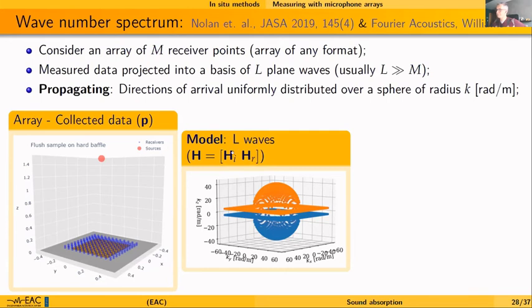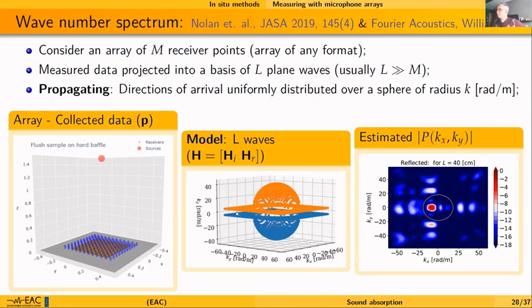So we mount this dictionary of incident and reflected propagating and evanescent plane waves. And then we compute through a regularized solution the wave number spectrum, which we see as a 2D plot here. Here in gray, you have the radiation circle. That means that everything that is inside the radiation circle is part of this sphere, orange here, and everything outside is part of the evanescent spectrum.